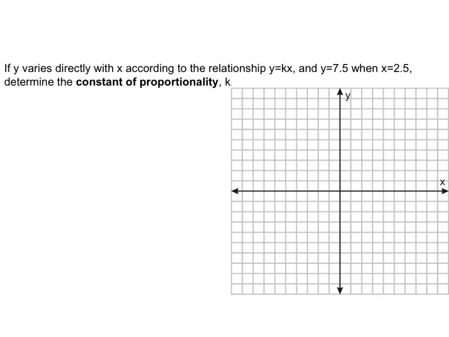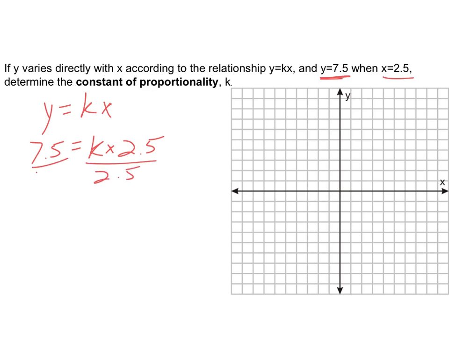So our first example: if y varies directly with x according to the relationship y is equal to kx, and y is 7.5 when x is 2.5, determine k. So if I take y is equal to k times x, and I know that y is 7.5 and x is 2.5, so I get the equation 7.5 is equal to k times 2.5. So now I solve for k. Divide both sides by that 2.5 to get rid of it on that side. If I type into my calculator 7.5 divided by 2.5, I would get my answer is 3. So k would be equal to 3.